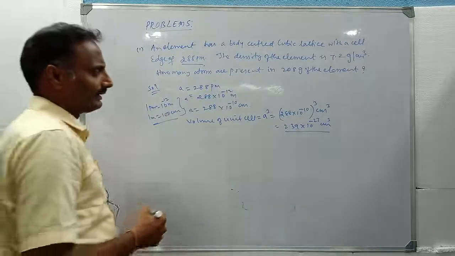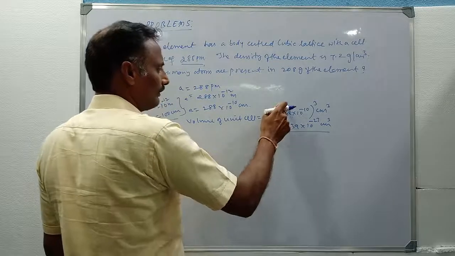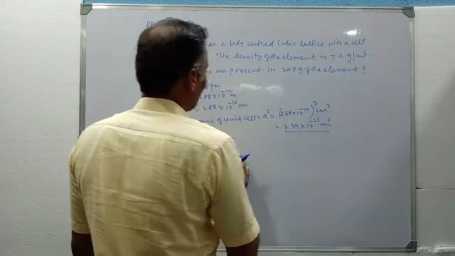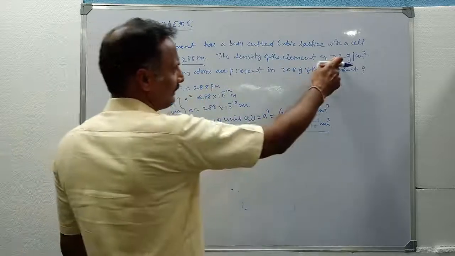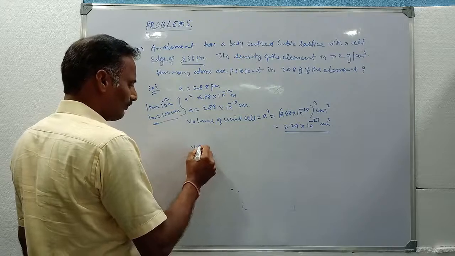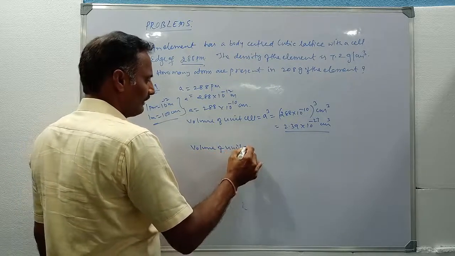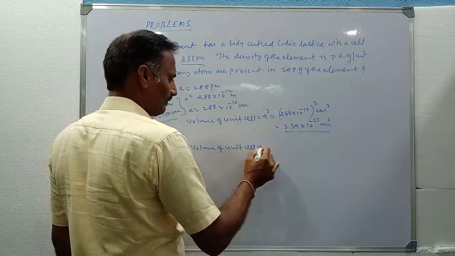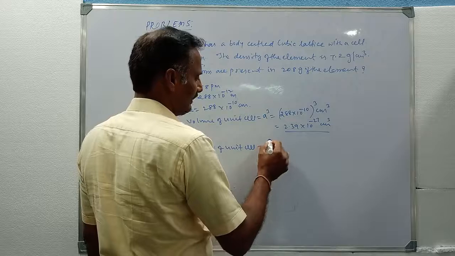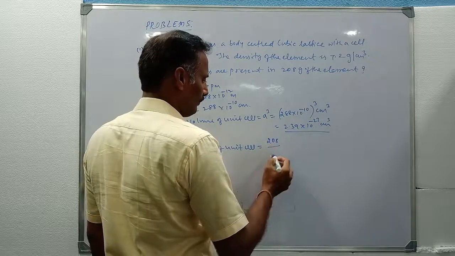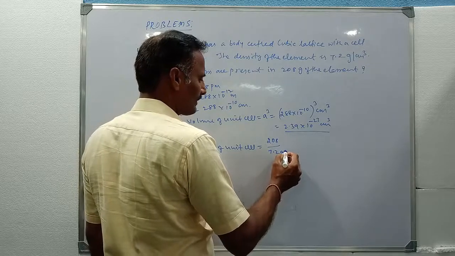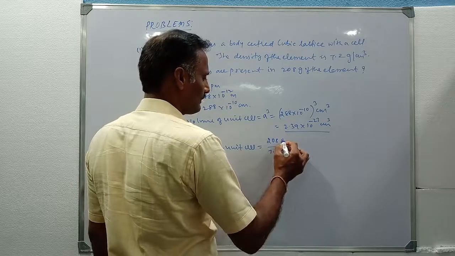By knowing the volume of the unit cell, we are calculating the total volume. Then density is given and volume is to be found. Volume of 208 gram of the element is 208 divided by density, which equals 7.2 gram per cm cube. This is gram per cm cube, this is gram.